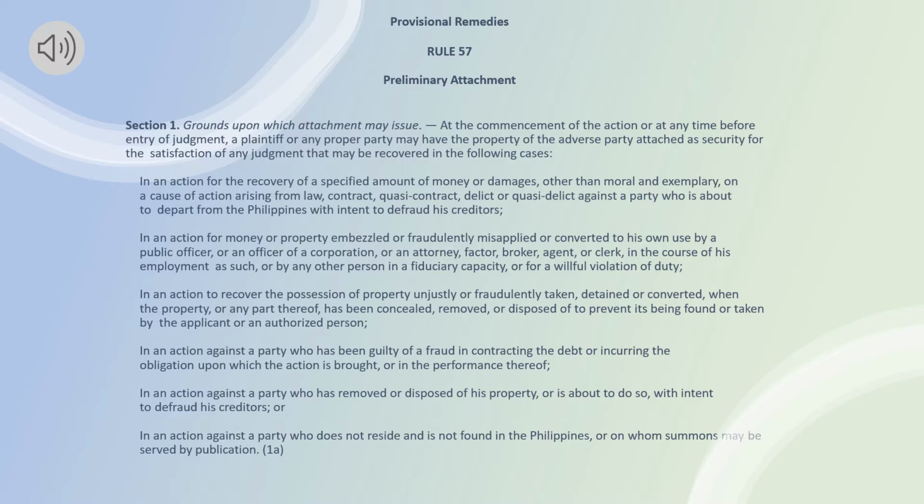In an action against a party who has removed or disposed of his property, or is about to do so, with intent to defraud his creditors, or in an action against a party who does not reside and is not found in the Philippines, or on whom summons may be served by publication.